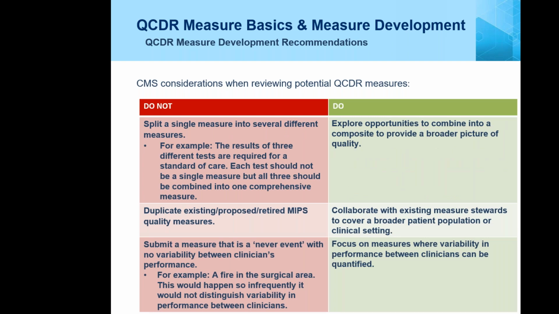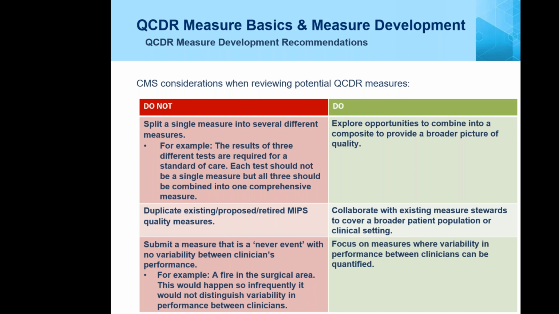Do not split a single measure into several different measures. For example, let's say that there is a diagnosis that you should always be doing 3 different tests for to determine if a patient has a condition. It shouldn't be all 3 tests in single measures. These all should be combined into a single measure so that it can be comprehensive. For example, MIPS quality measure number 441 looks at the optimal control of ischemic vascular disease and includes 4 goals of the care, such as blood pressure control, tobacco status, use of aspirin or other antiplatelet, and then the use of a statin unless contraindicated.